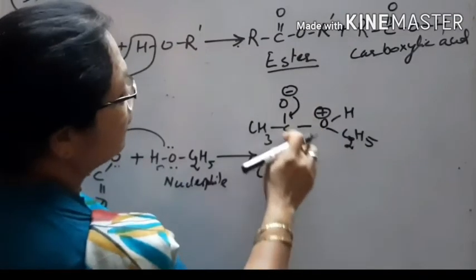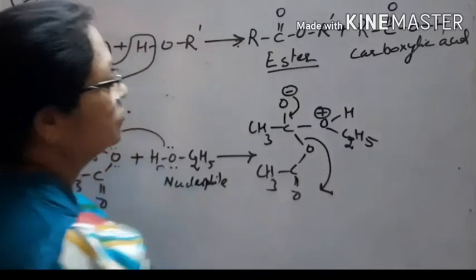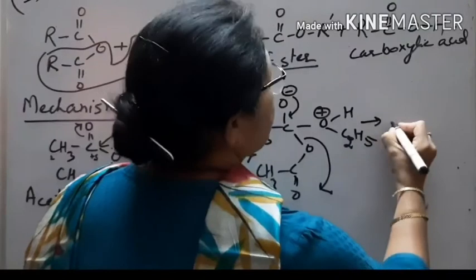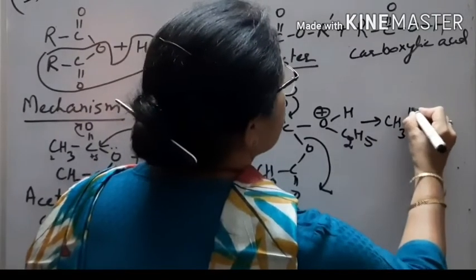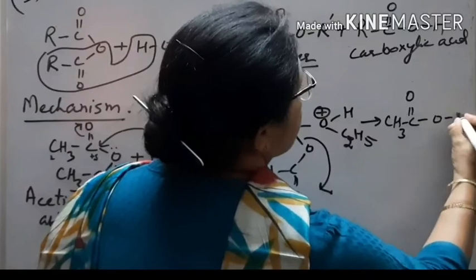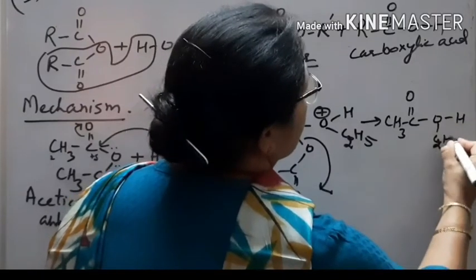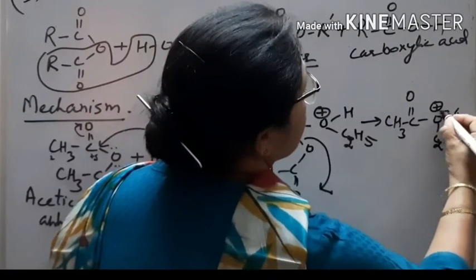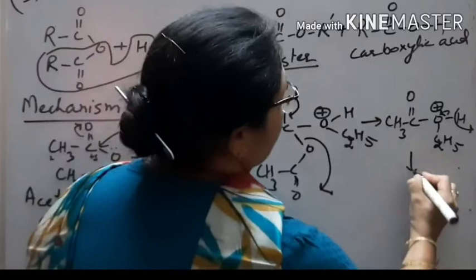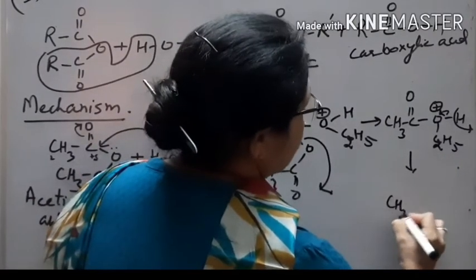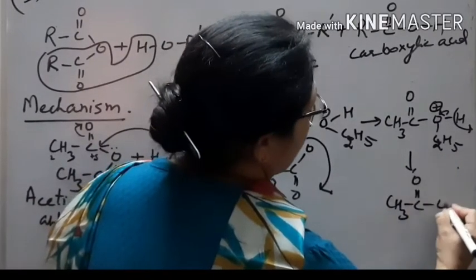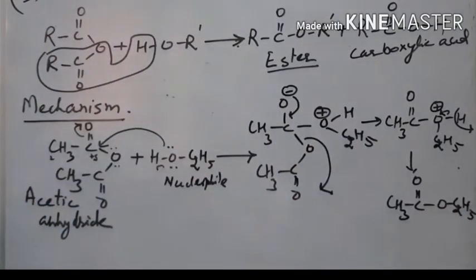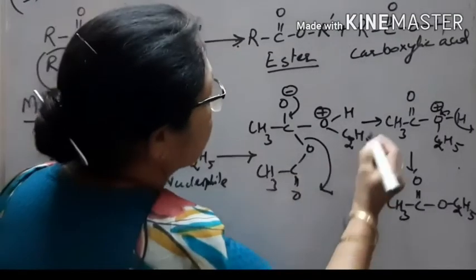Two oxygen atoms at the same carbon atom are unstable, and so this is removed. Now you see CH3C double bond oxygen, oxygen H and C2H5. Now H is removed and this electron shifted here, and you get CH3COOC2H5, right? Ester has been formed.